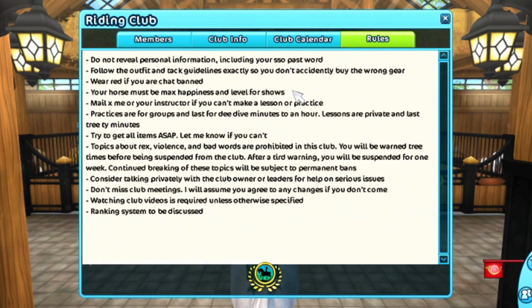Anytime we have a performance or some sort of show, your horse must be max happiness and level 15. Basically, the reason for that is so that we're cohesive and so that we can maintain our gaps. During practices, I'm a little more lenient with that. I would like, of course, for you to be max happiness and max level, but if you can't, that's fine, as long as you're working on it, as long as you're leveling up your horse at each practice and things like that, so that I know that you're making progress towards level 15.